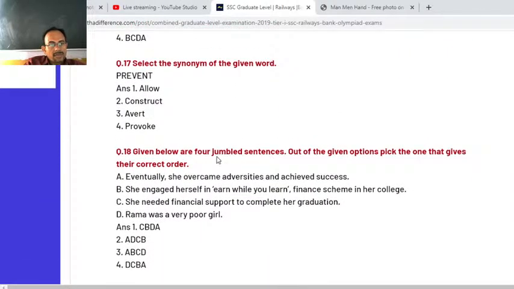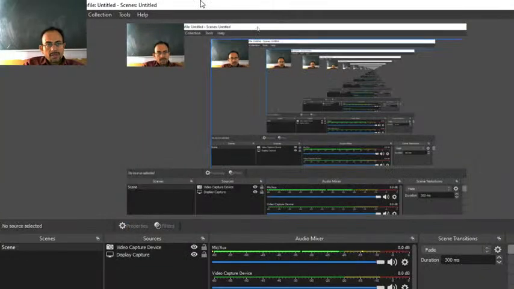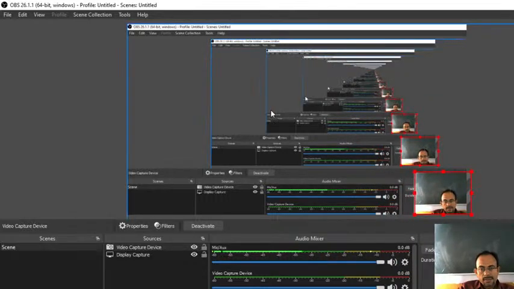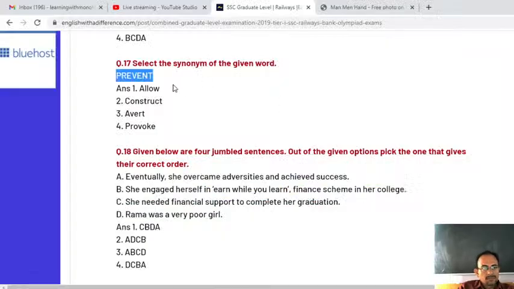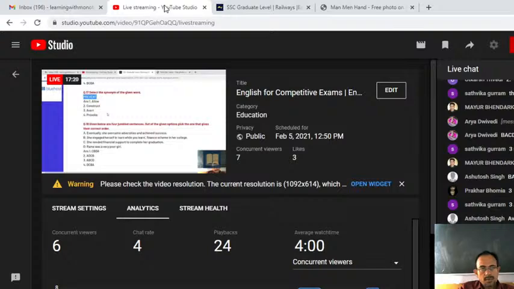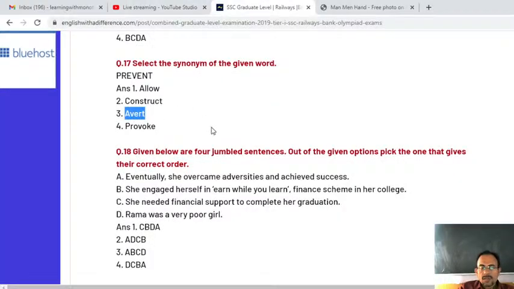Next, select the synonym of the given word. Prevent. So, what do you think should be the synonym of the word prevent? Let's find out. The synonym of the word prevent: is it allow, construct, avert, provoke? It can be avert. Averted means prevented, so it should be number 3. Very good. Avert is the correct option.